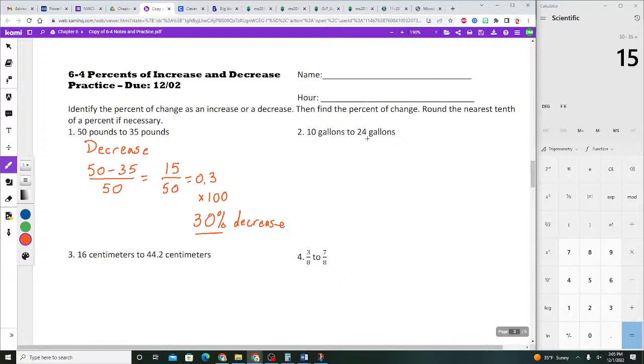We're going from 10 gallons to 24 gallons. That's an increase. So that's 24 minus 10 to keep the numerator positive over 10. So that's 14 divided by 10, so that's 1.4. This is a decimal that we're going to multiply by 100. So that gives us 140% increase.